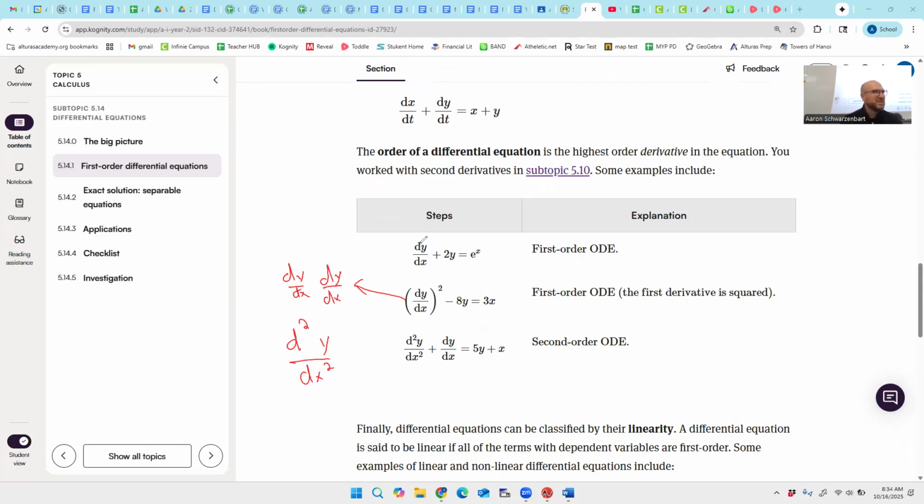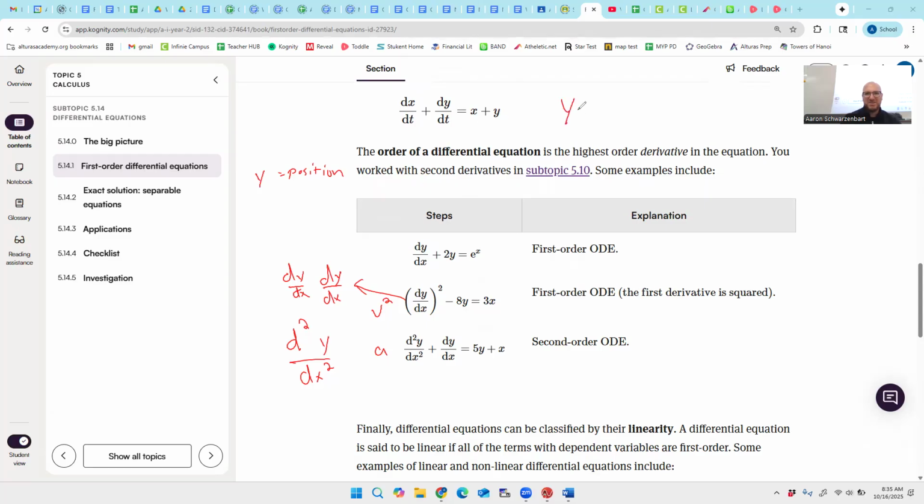So if you thought of this as position, let's call y position for this case. This is v squared, right? This is acceleration. Those are different concepts. That makes sense. So that's why we have to have this notation differently.